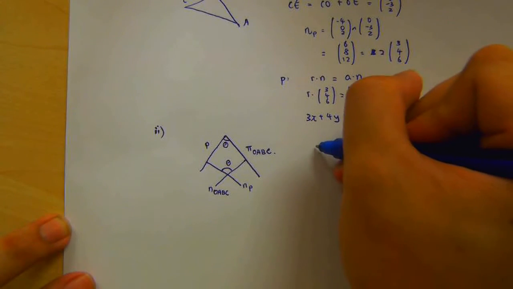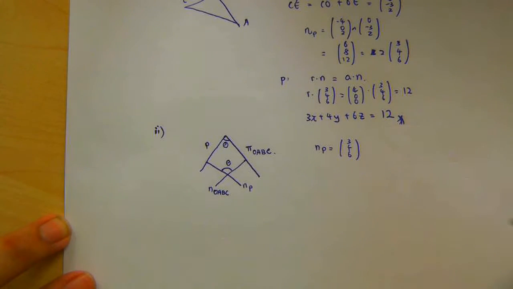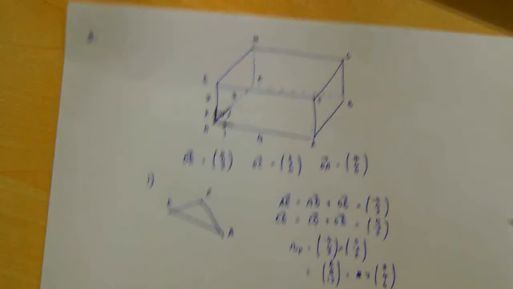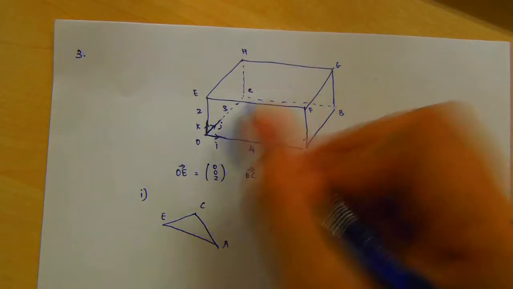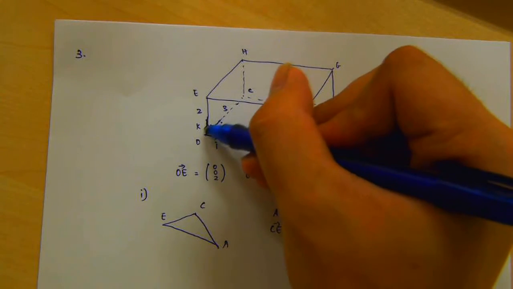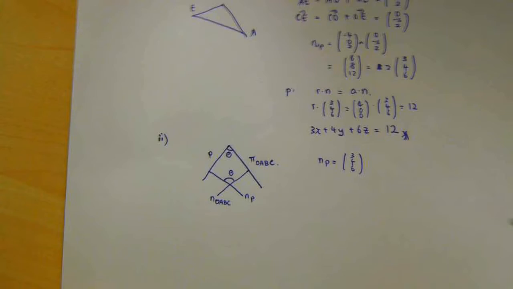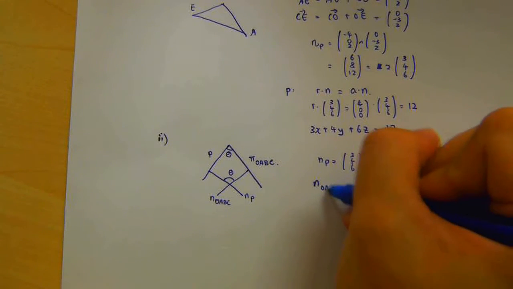So to find out the angle between the two normals, the normal of P we have found to be 3, 4, 6. Next, we need the normal of OABC. So let's look at the diagram. OABC is the base. Clearly, the vector K is perpendicular to OABC. So the normal of OABC is simply 0, 0, 1.